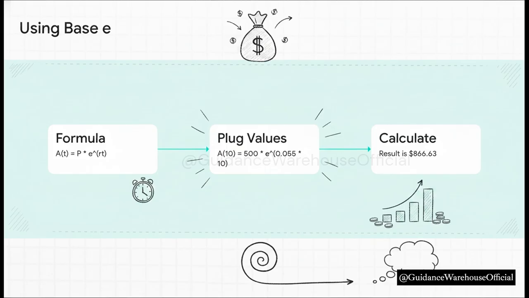You type that right into your calculator, and boom, you get $866.63. Base e makes continuous growth calculations beautifully simple. But here, we hit a bit of a natural wall. What if we actually know the final amount of money we want, but we need to work backward to find out how much time it'll take to get there? Like, how do we get the variable out of the exponent?